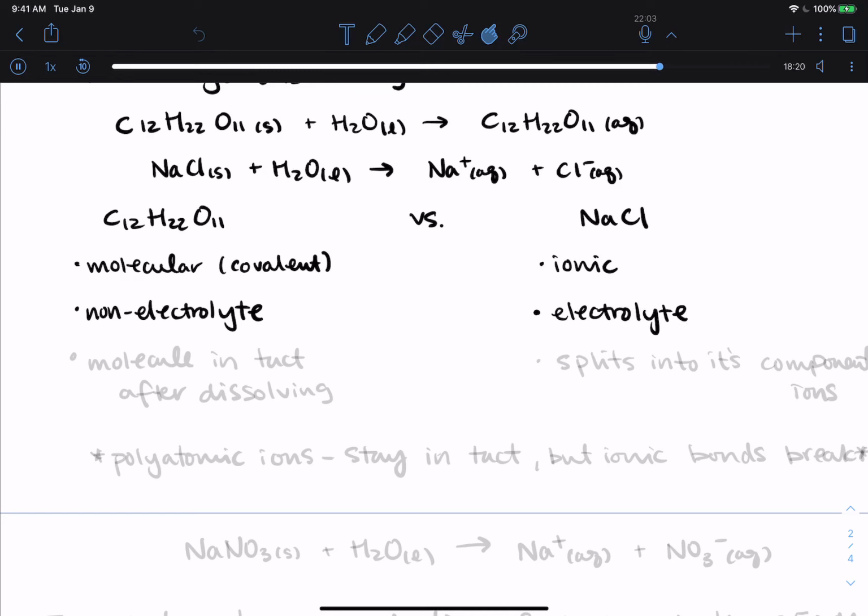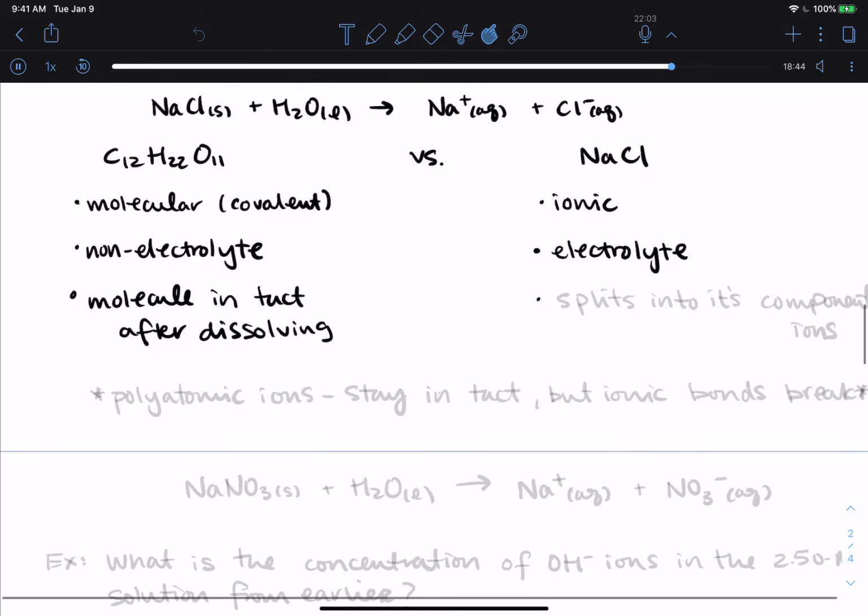So what this means is that anything that is a molecular compound, a non-electrolyte, the molecule will be intact after dissolving. For an ionic compound, it splits into its component ions.